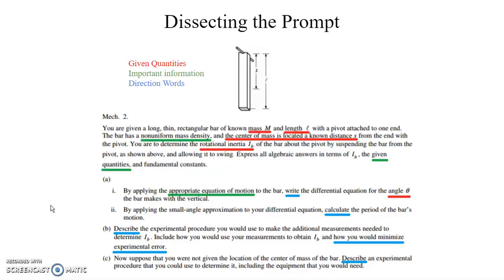For example, in part A1, since we only write a differential equation, we're not doing anything but set it up, as opposed to part A2, where we're most likely going to be calculating something with that equation that we got from part A1. And in both B and C, we're given the term describe, which will most likely mean that we will be giving a qualitative answer about the experiment as a whole, as opposed to a quantitative answer like part A1 and more specifically A2.